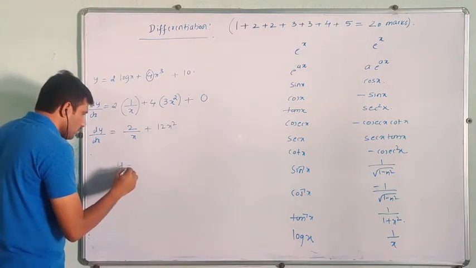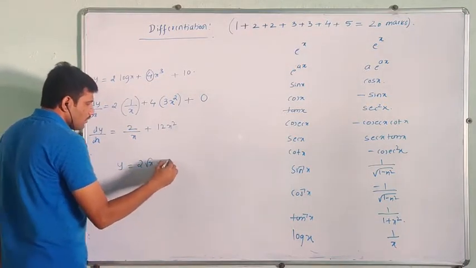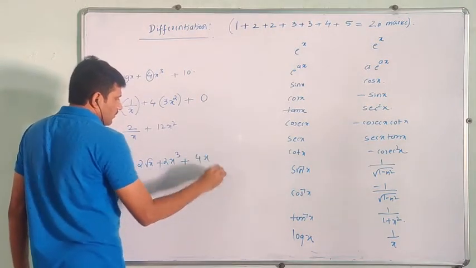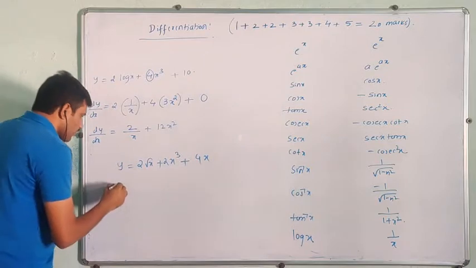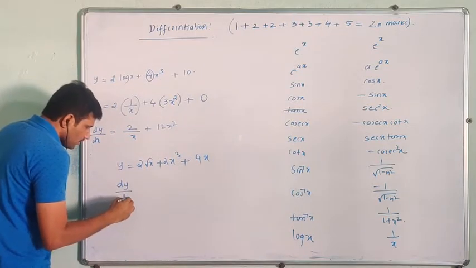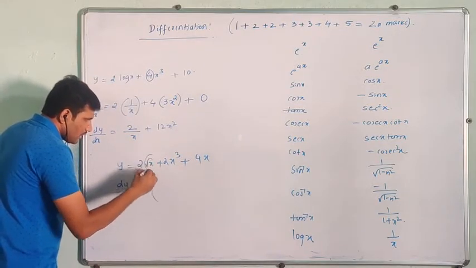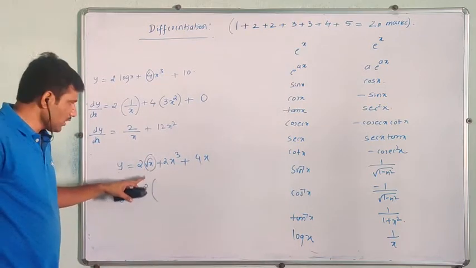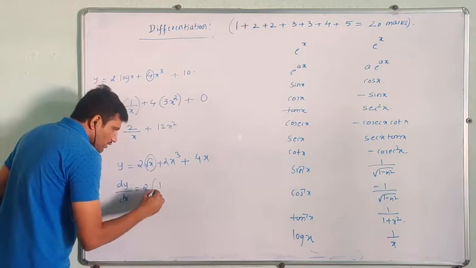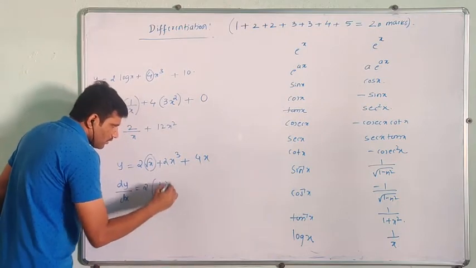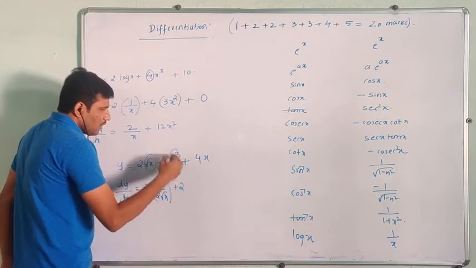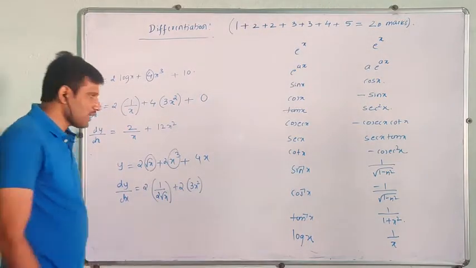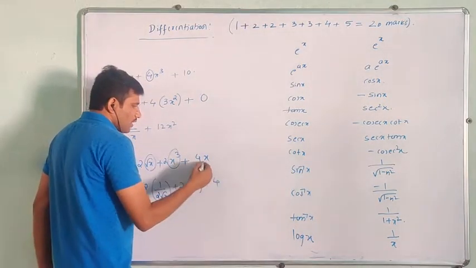And y is equal to 2 root x plus 2x cube plus 4x. Now differentiate, dy by dx. This 2 is constant. What is the derivative of root x? This 2 is constant and it is a product with root x. Keep 2 as it is. The derivative of root x is 1 by 2 root x, plus 2 is constant. What is the derivative of x cube? The derivative of x cube is 3x square, plus 4 is constant.